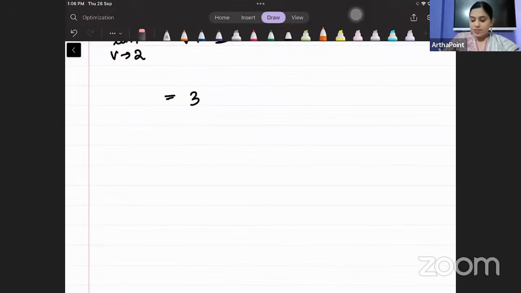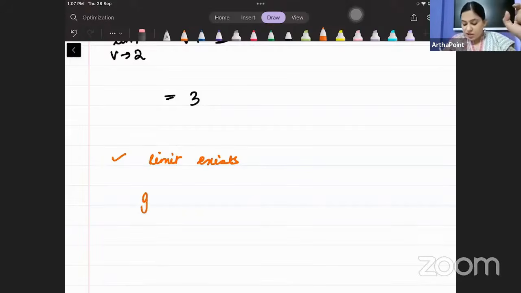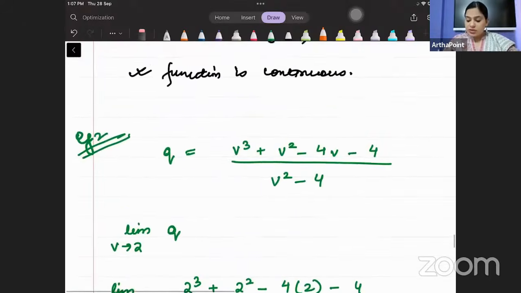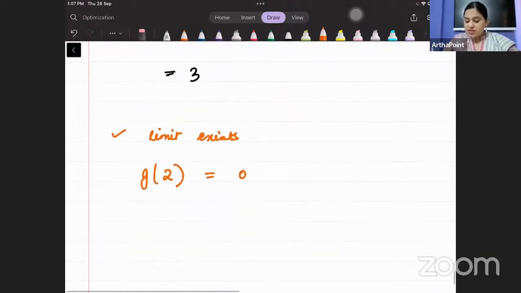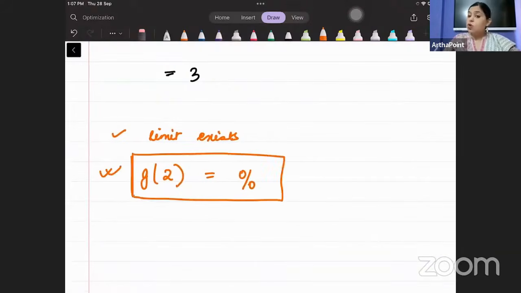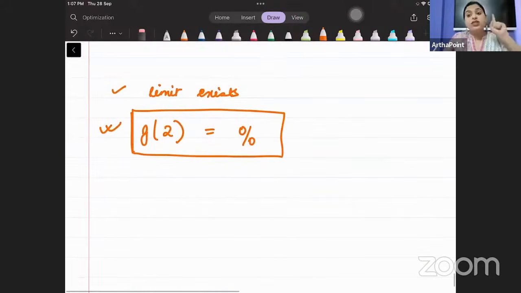So listen to me. The limit exists, because I broke down this function and after that the value that came was defined. So the limit of the function exists, but the value of the function at 2, we will check in the actual function, right, beta? The value of the function at 2, beta, that is coming 0 by 0. So even though the limit exists, the value is not defined at that point for the original function, right?